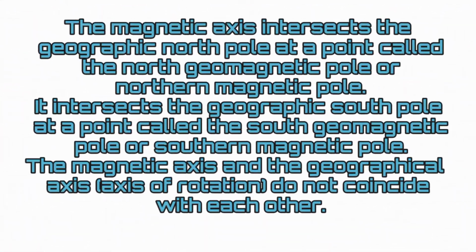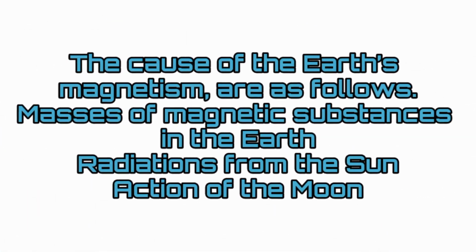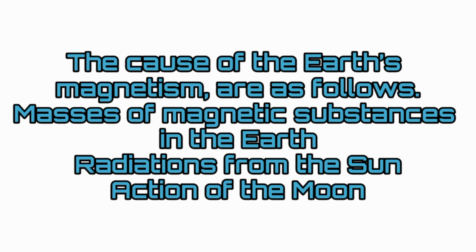The magnetic axis intersects the geographic north pole at a point called the north geomagnetic pole or northern magnetic pole. It intersects the geographic south pole at a point called the south geomagnetic pole or southern magnetic pole. The magnetic axis and the geographical axis do not coincide with each other. The causes of the Earth's magnetism are as follows: masses of magnetic substances in the Earth, radiations from the Sun, action of the Moon.